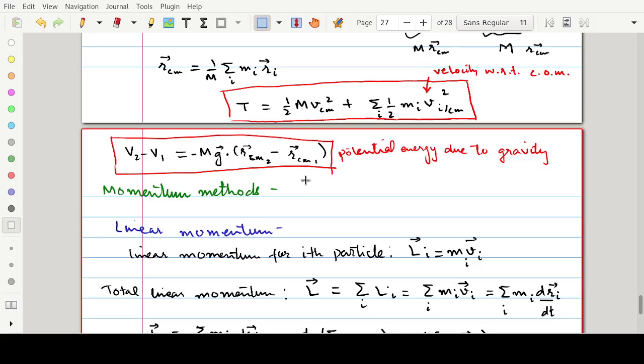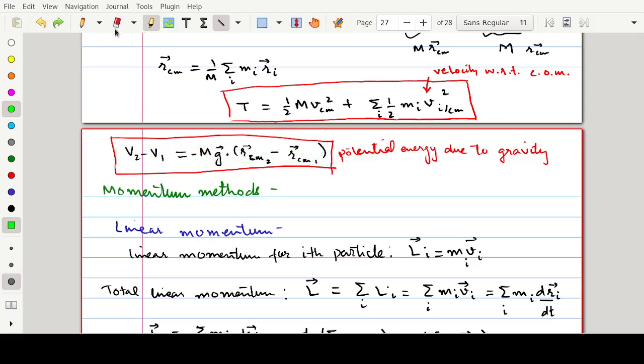Before doing that, let me point out something that I missed in my lecture on work energy methods, and that thing was that change in potential energy due to gravity for a system of particles can be written like this in terms of change in position of center of mass of that system. This is very easy to derive. You can easily get this relation by first writing change in potential energy for a single particle and then summing it over all the particles to get this relation.